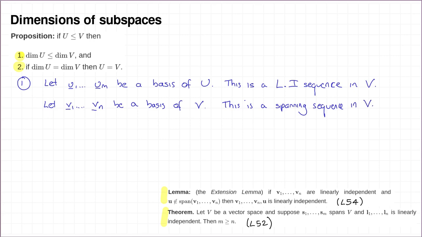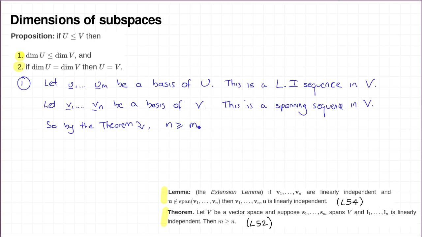Okay, so by the theorem at the bottom of the slide, this is the theorem from lecture 52, we called it Steinitz exchange. What we have is that the size of the spanning sequence, which is N, is greater than or equal to the size of the linearly independent sequence, which was M. The N and the M are the opposite way round to how they're written in the theorem, but this is the correct way round.